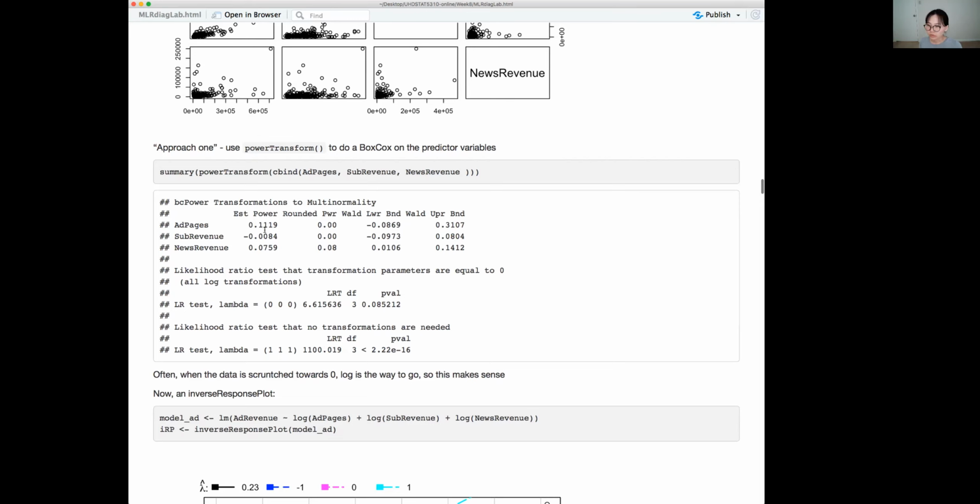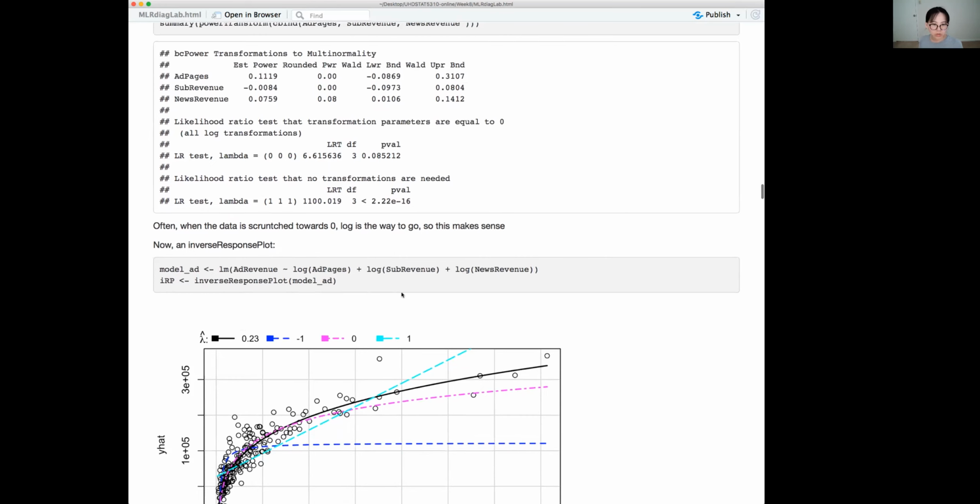They are pretty close to 0, right? A power equal to 0 would correspond to a log transformation. When the data is scrunched together towards 0, log is the way to go, as I mentioned. So this makes sense. This powerTransform suggests I do log for all of them. So this is how I do that.